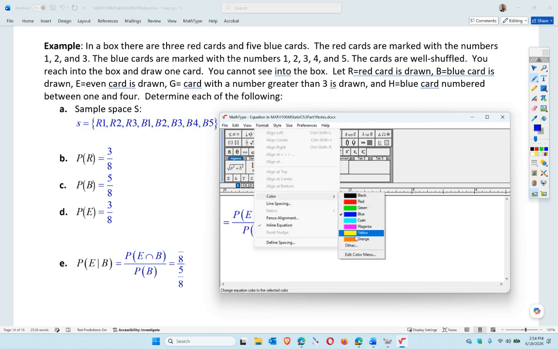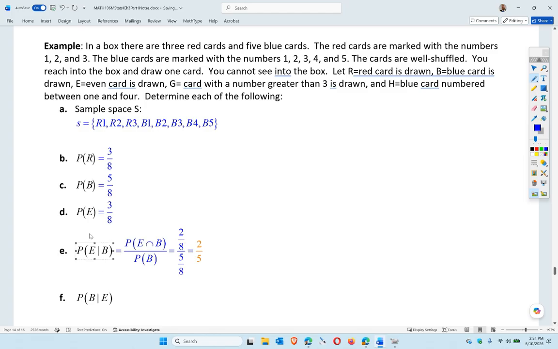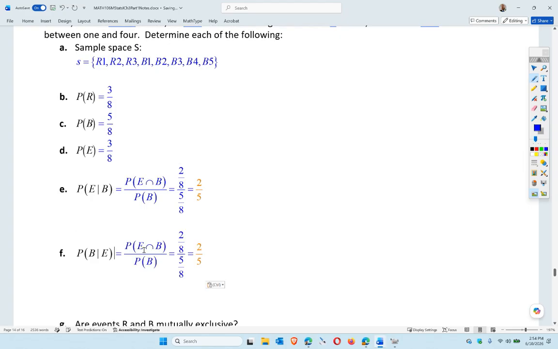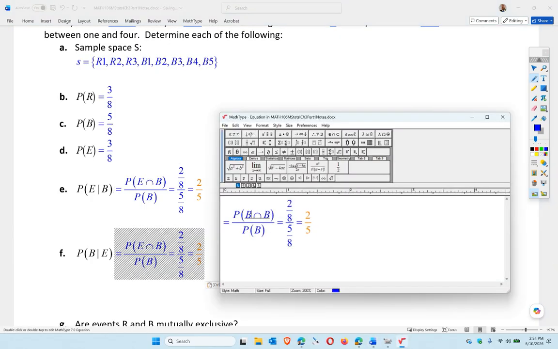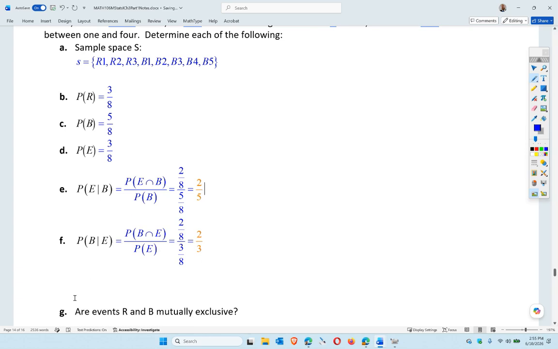Format, color, blue, or orange. Okay, that looks good. All right, well, what about the other way? Is that going to be the same thing? And as you probably guess, it's probably not. So let's switch it up a little bit here. So we're going to do B and E over E. Okay, because the condition now is E. So B and E and B are the same thing, 2/8. Well, the probability of an even number is 3/8, so this is 2/3. Not the same answer. It's the probability of being even given you're blue versus blue given you're even, right? That's two different subgroups, essentially, right?